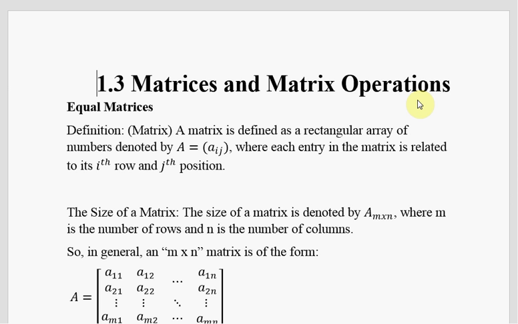So here, equal matrices, we first define the matrix. A matrix is said to be a rectangular array of numbers, simply that. Any way you collect numbers and you can place them, we say here a rectangular array, but even one number is classified as a matrix. So the set of real numbers themselves individually would qualify as matrices.